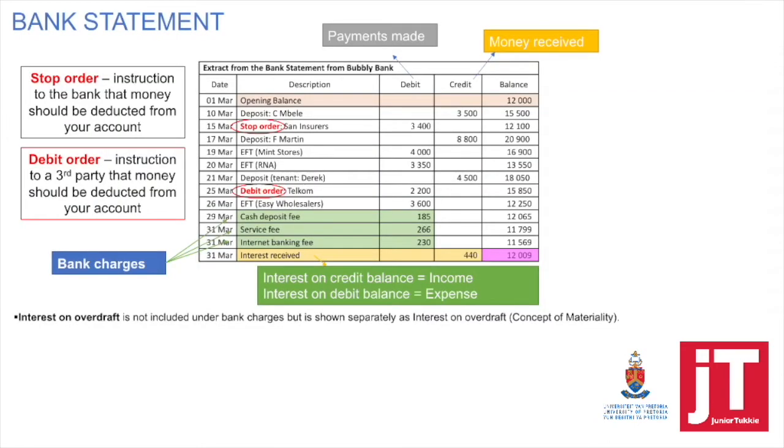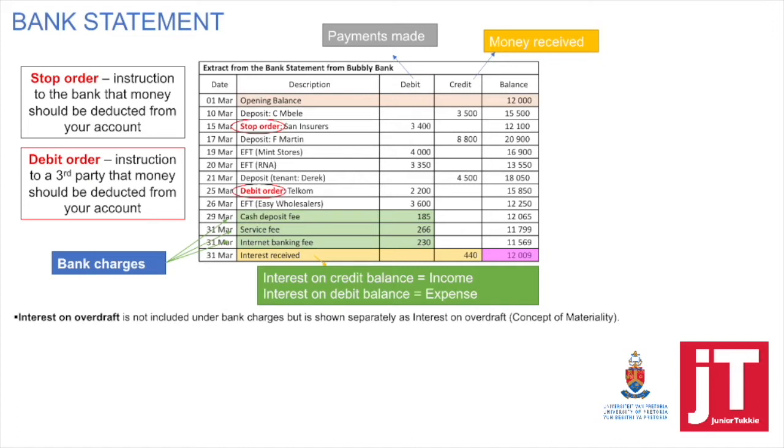Now, just to recap, a bank statement. When we receive a bank statement, and this is what we do in bank reconciliation, if the business received money on a bank statement, it will appear on the credit side. If the business makes a payment, it will appear on the debit side.